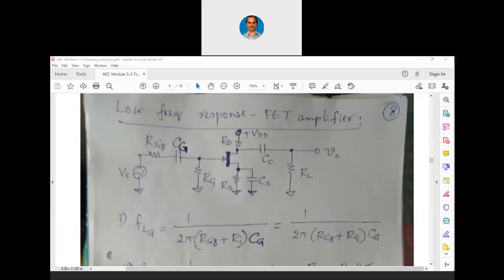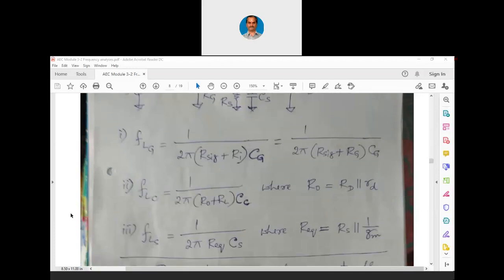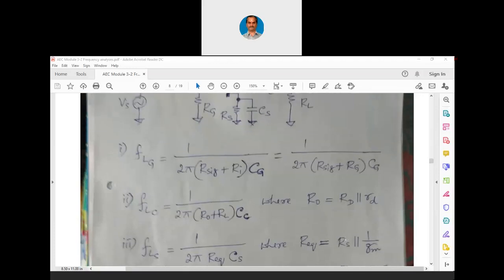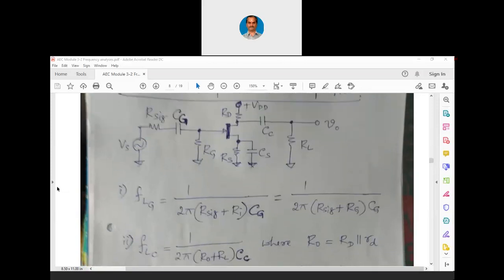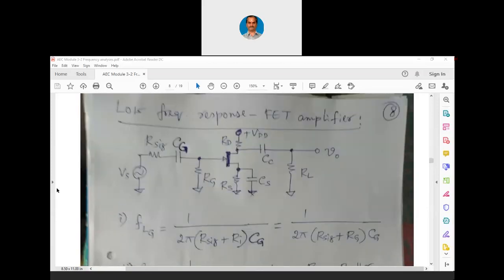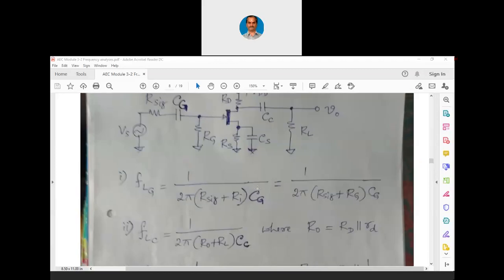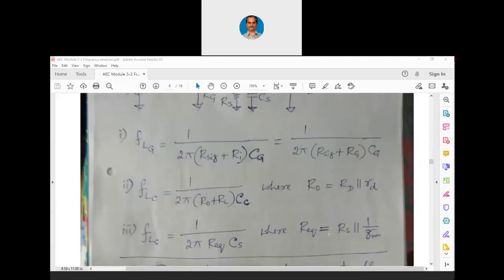Let us see. So now it is 1 over 2 pi R equivalent into CS, where R equivalent is nothing but RS in parallel with 1 over gm. Now, in case of FET, there is no beta, but we have a factor called transconductance. If you have to find out the effective resistance at the source, that is nothing but 1 over transconductance, that is 1 over gm. So that way R equivalent is RS parallel with 1 over gm.